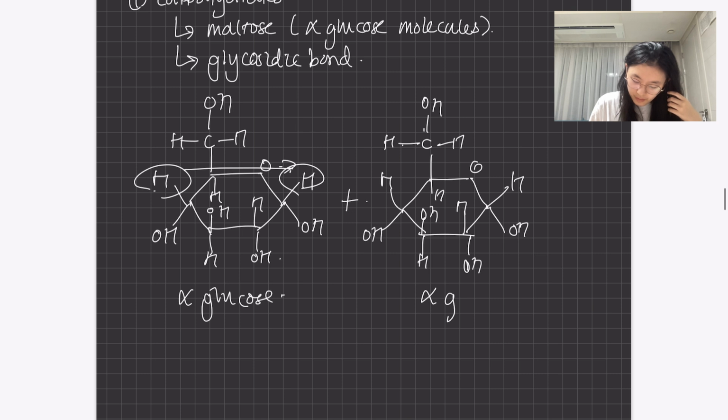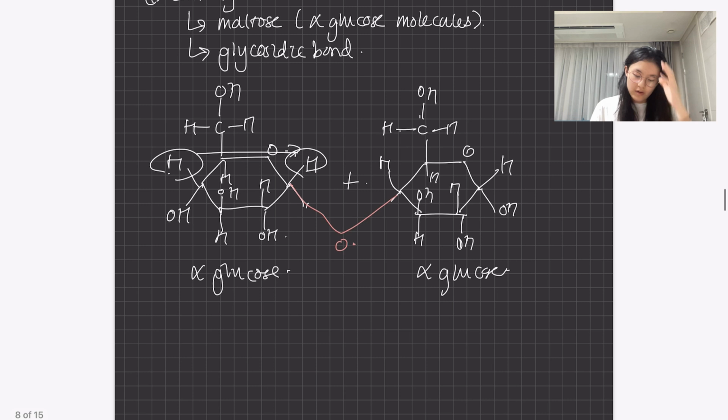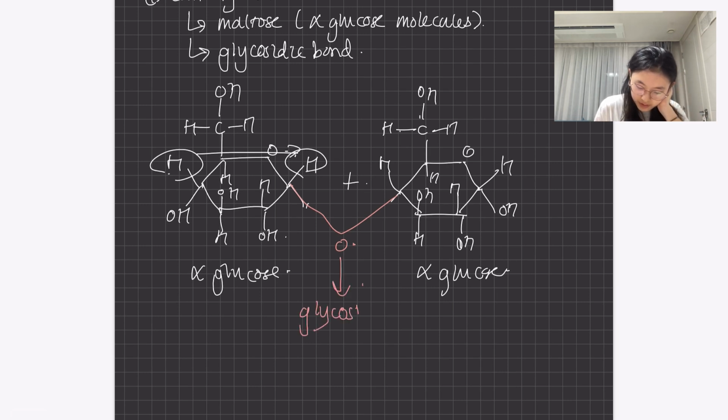So we have two alpha glucose molecules. And what's going to happen is we are going to remove one molecule of water. This is going to go out. And in the place of where we had the hydroxyl group, the OH group, and the hydrogen, we're now instead going to have a covalent bond linked with an oxygen molecule. And we're going to call this bond a glycosidic bond. But more specifically, we're going to call this an alpha 1,4 glycosidic bond.